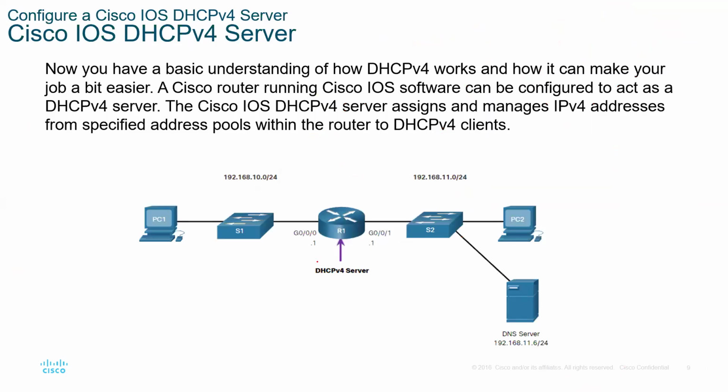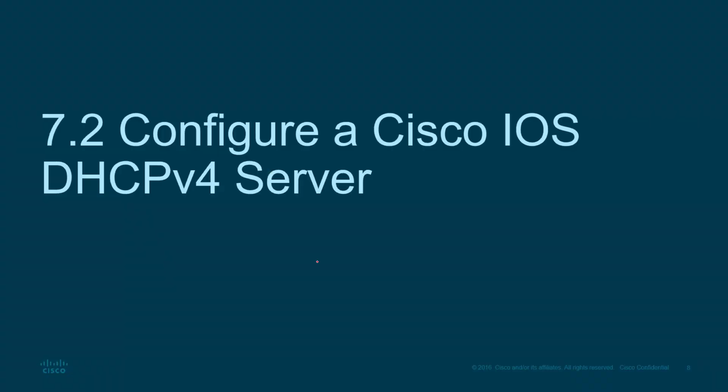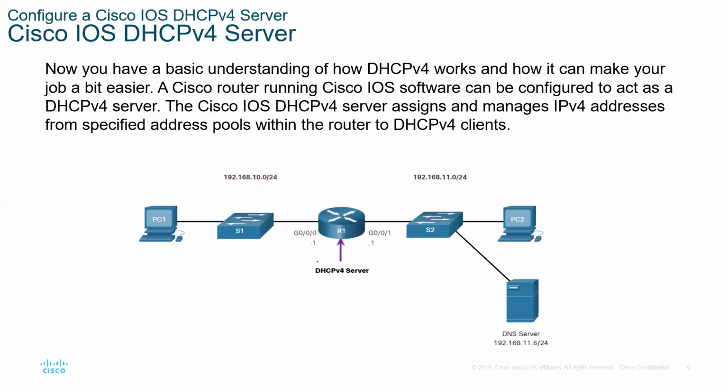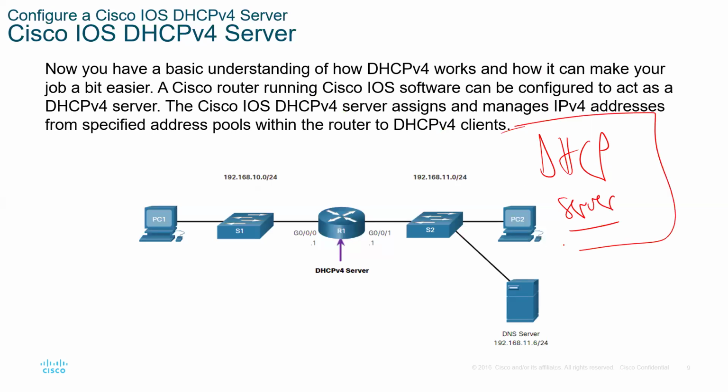Right, configuring a Cisco IOS DHCP server. So you realize that when you talk of a DHCP server, it can actually be a server whose main purpose is to dynamically assign IP addresses. That's where you create a pool, or we can use a router, especially for small networks. For larger networks, enterprise networks, there is a dedicated server which is specifically for that.